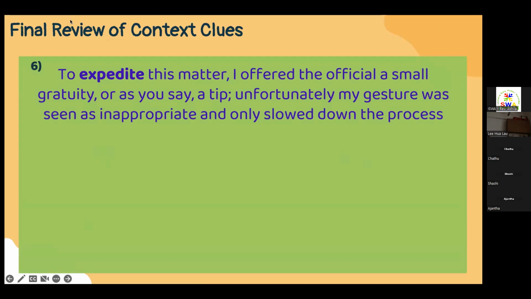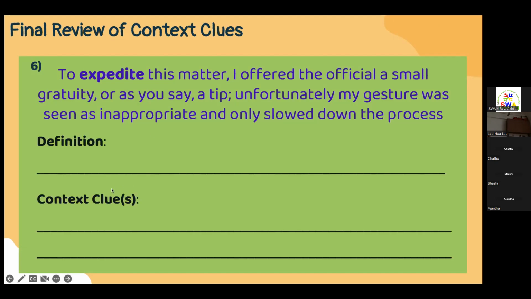Whom is it? Yeah, sure, go ahead. To expedite this matter, I offered the official a small gratuity, or as you say, a tip. Unfortunately, my gesture was seen as inappropriate and only slowed down the process.